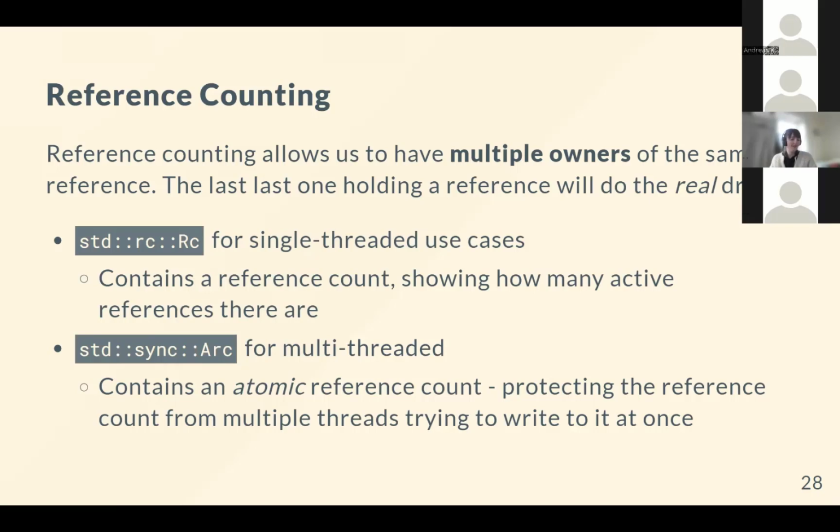You won't have one thread saying, oh, the reference count is 2, I'm going to make it 3, and another thread saying, oh, the reference count is 2, I'm going to make it 3. They both make it 3, but they both think that they've incremented the reference counter when in fact it actually hasn't incremented by 2 like it was supposed to.